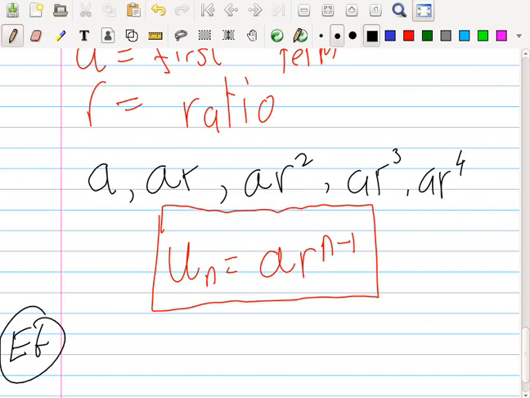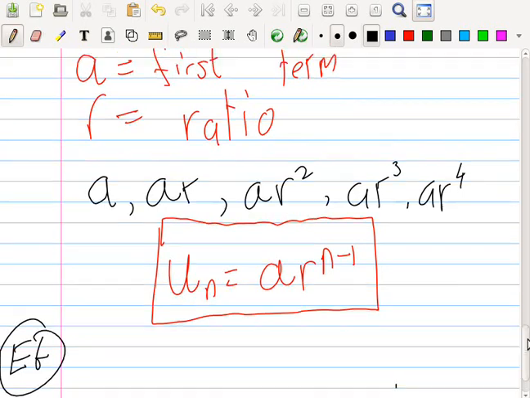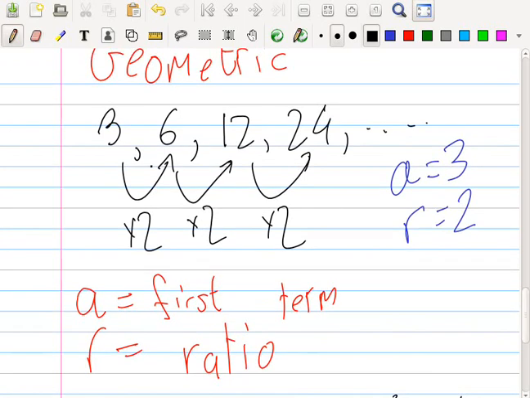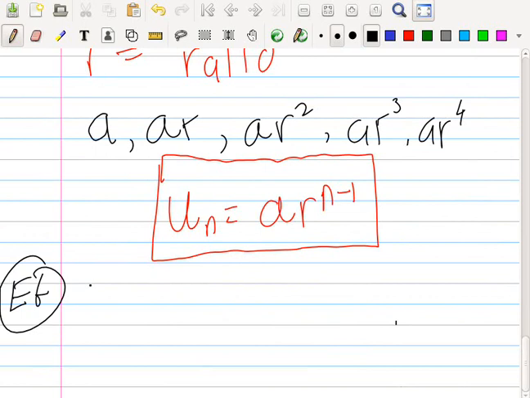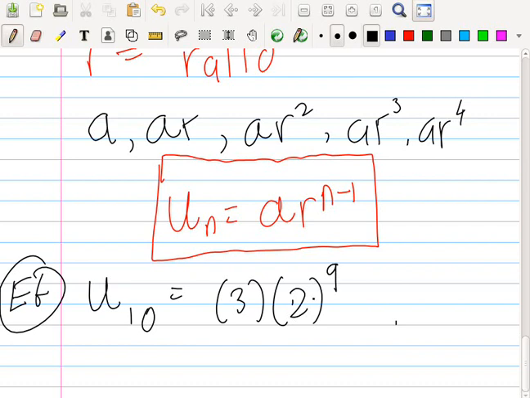So we're already ready to do our first example. Let's take the sequence I gave you at the start: first, second, third, fourth. Let's find the 10th term. So what letter would that be? U10, yeah? Equals A, what's A? 3. R, what's R? 2, and n minus 1? 9. 2, 4, 8, 16, 32, 64... What is it? 1536. Okay. So that's the 10th term.